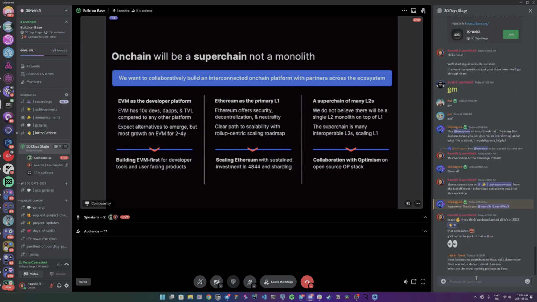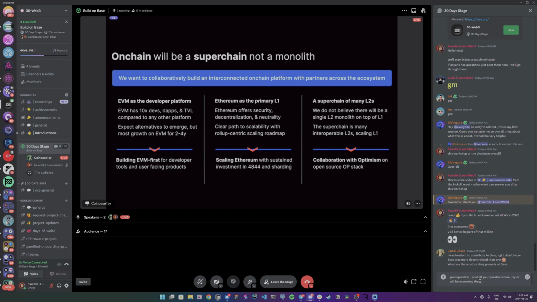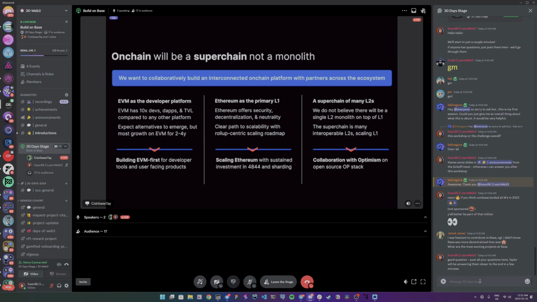And one other question we have when we talk about Base is, why did we build an Ethereum L2? And this kind of covers that. Over the years, we've always had the idea of building a chain. We weren't sure if it was going to be an L1 or an L2. But over the years, we made a few observations. One of those is that the EVM ecosystem, or the Ethereum ecosystem, already has 10 times the amount of devs and dApps and total value locked compared to any other L1 or platform out there right now. And it also has a really good scalable plan to scale for the future.